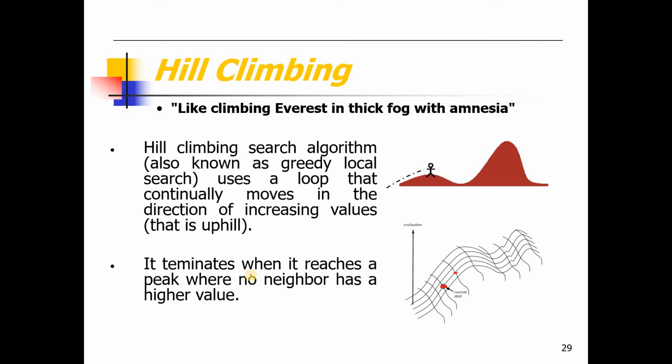We terminate in this case when we reach a point which is a peak and there are no neighbors that have a higher value. For example, when we reach this point here, we stop. There is no neighbor that is higher than this value. As you remember, if we want to maximize, this is our local maximum. Again, the same thing as we have seen previously.